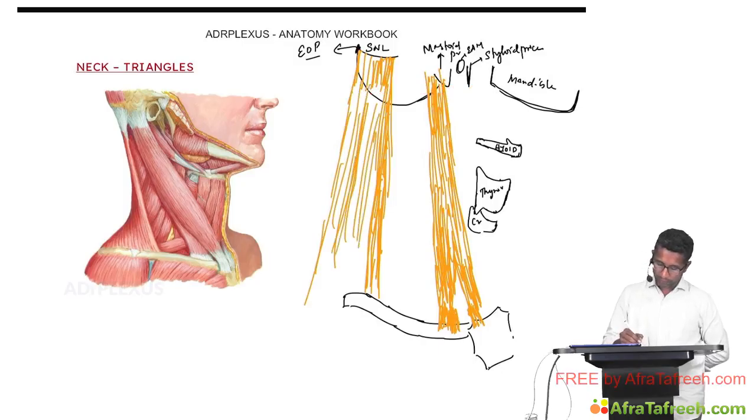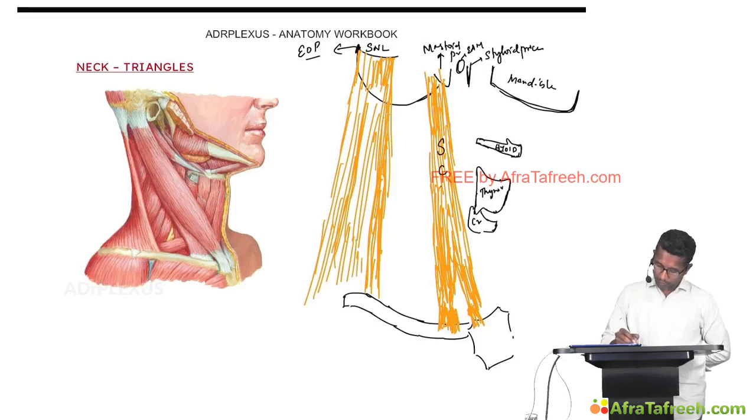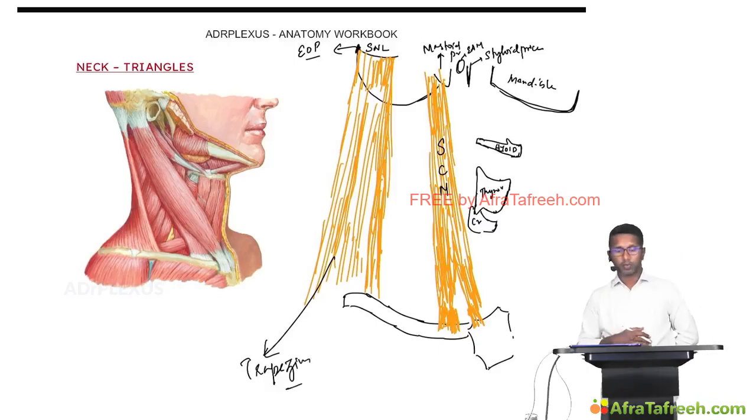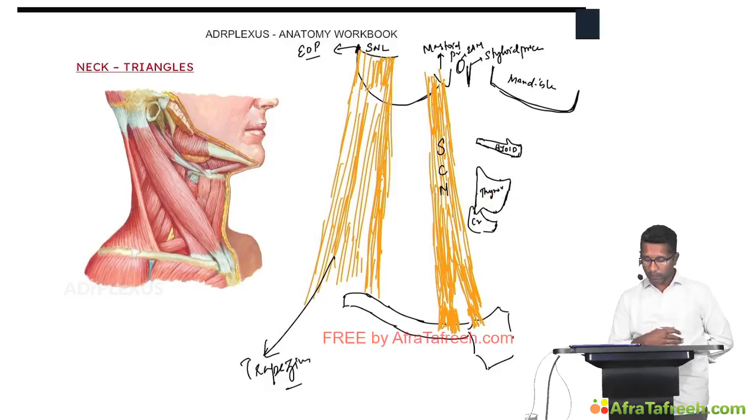So what is this muscle? This muscle is called the trapezius muscle. What you see here is the sternocleidomastoid muscle, and this muscle you appreciate here is called the trapezius muscle.